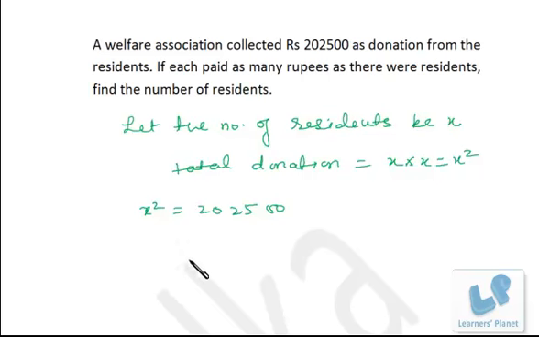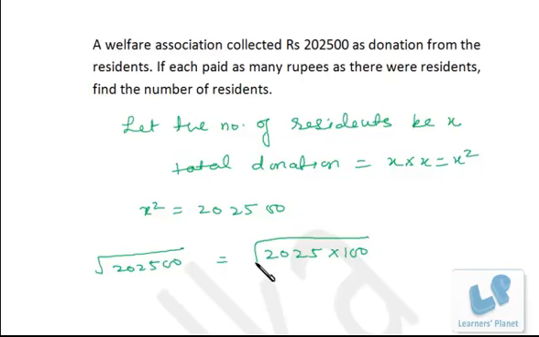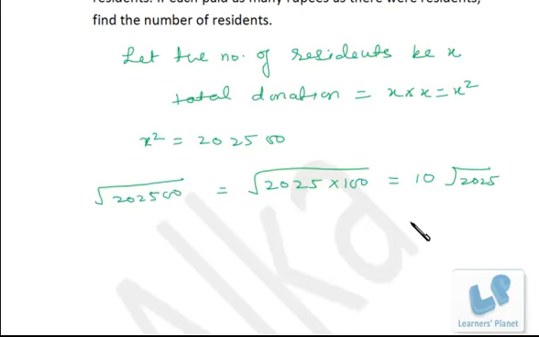What we can do is, just listen to me carefully. I'll write 202500 as 2025 into 100, right? So the square root of 100 is what? 10. Okay. Now we find the square root of 2025.